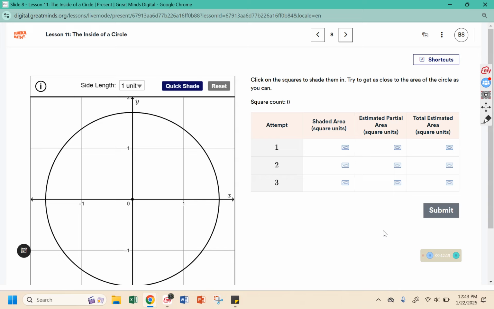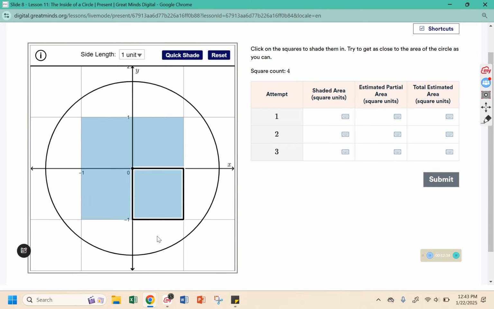Click on the squares to shade them in. Try to get as close as you can to the area of the circle as you can. So attempt 1, I'm going to shade in. Here's the 4 completed.